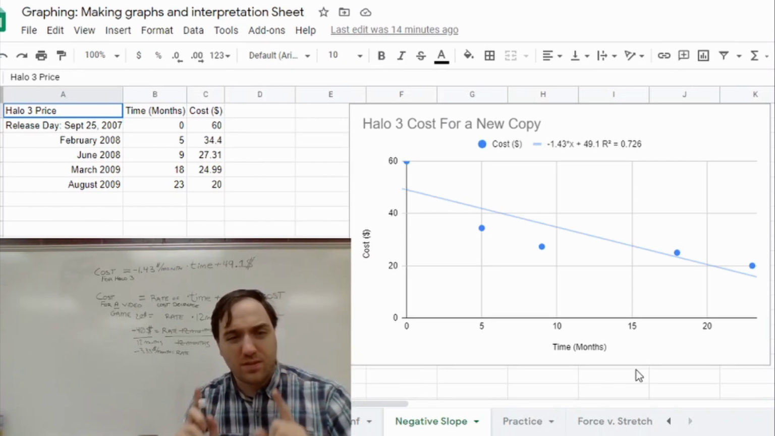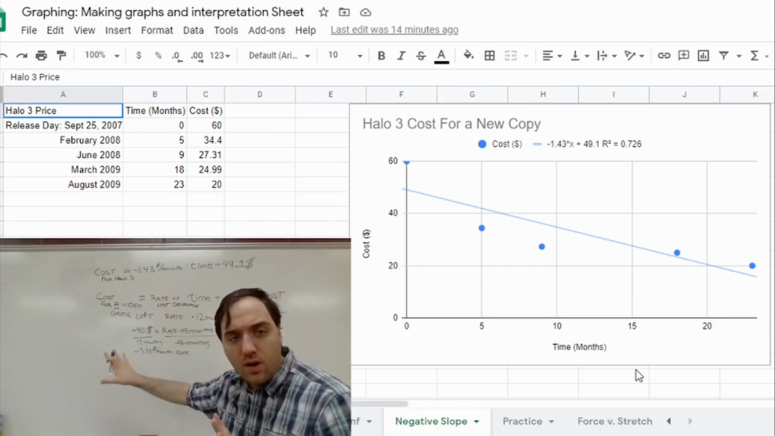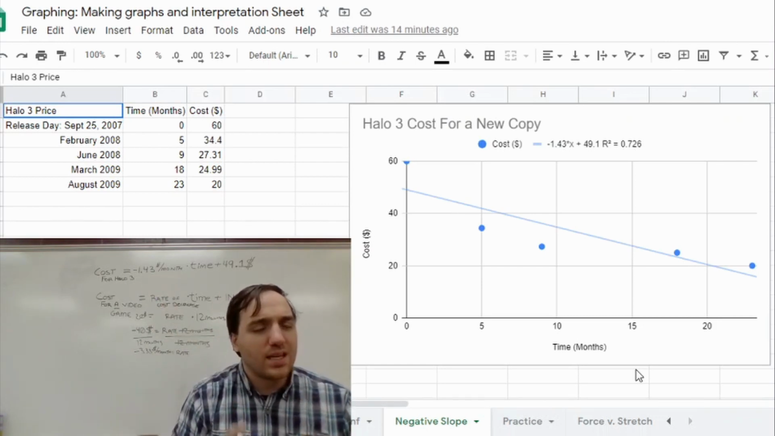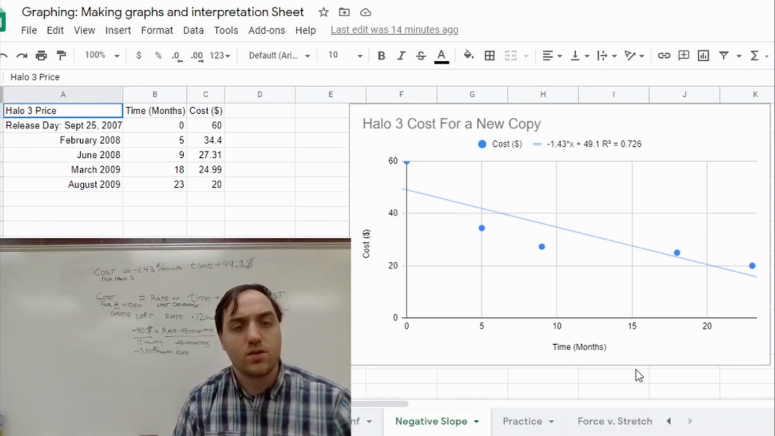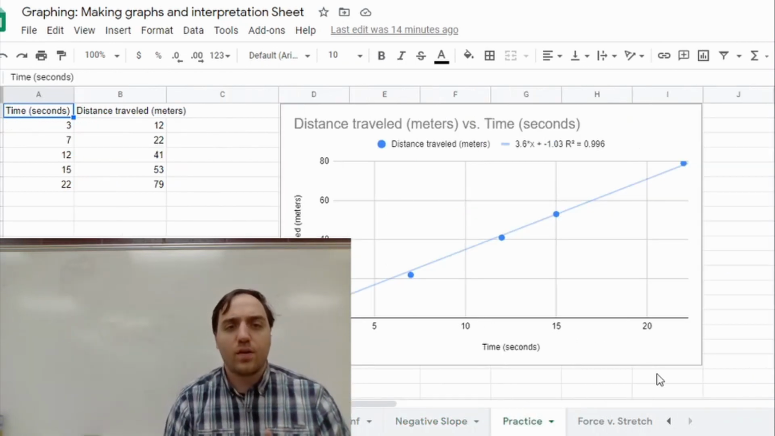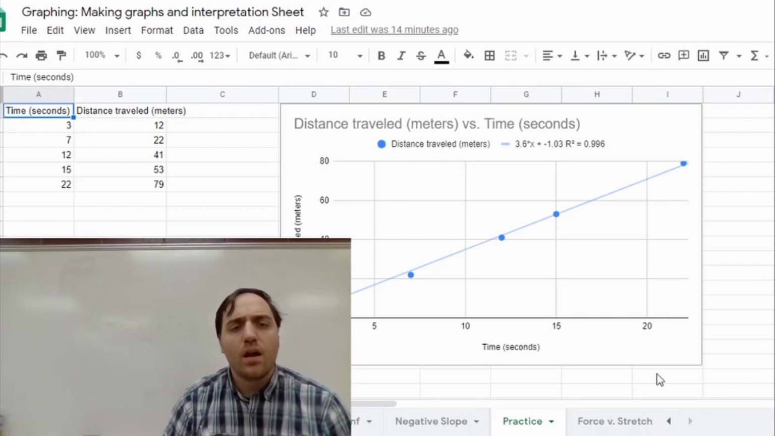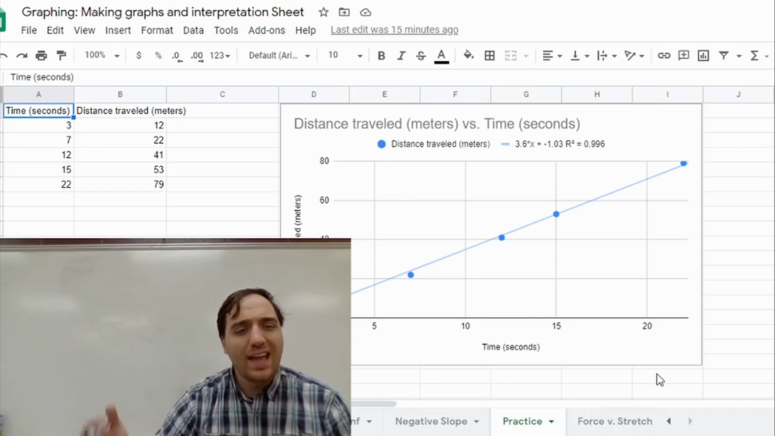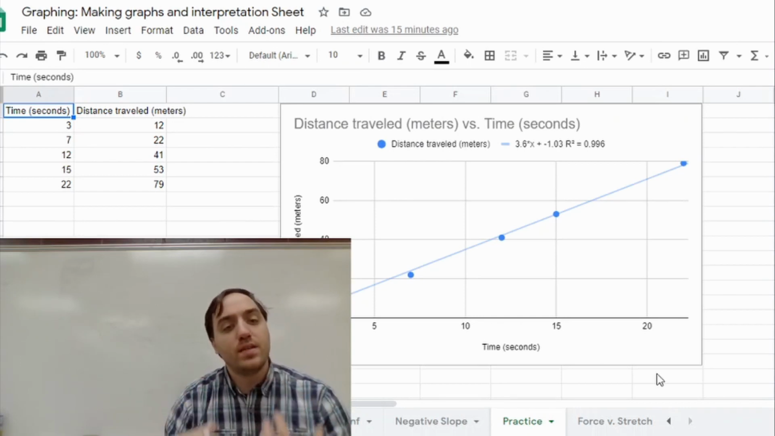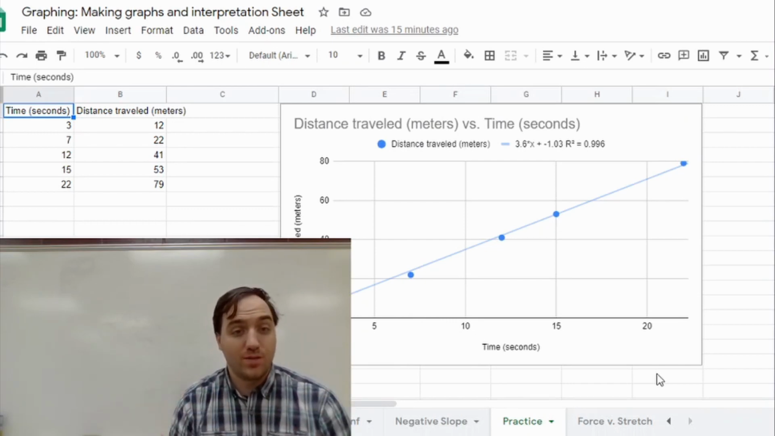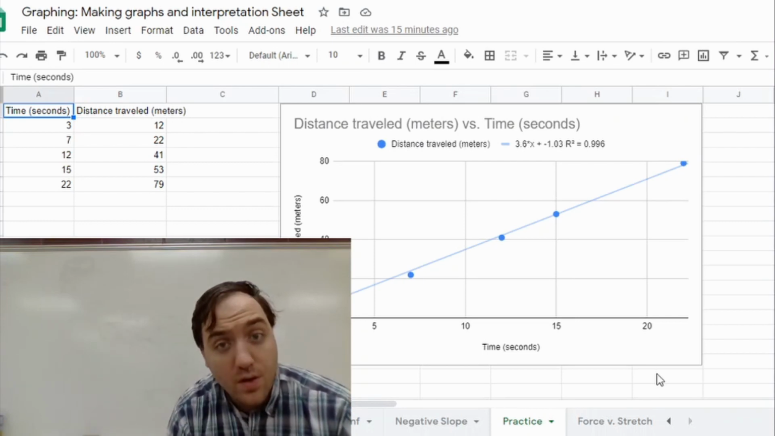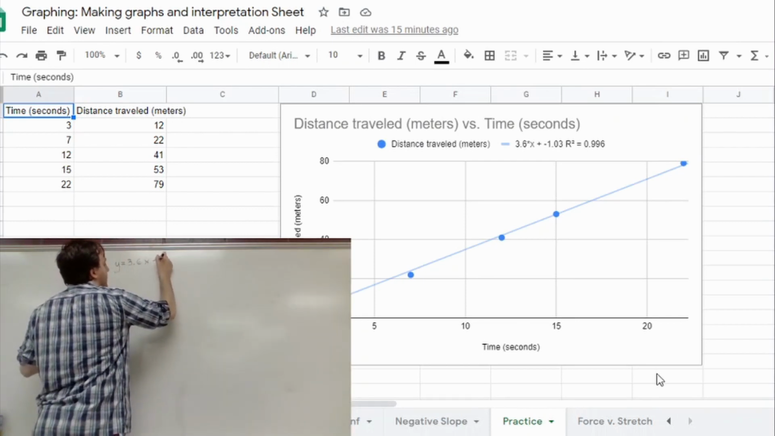So now let's talk about a different scenario. Okay, we've talked about this cost of video games, but let's take this and talk about cars, driving, right? So here we have a graph that relates distance traveled by a car, it doesn't say it, but it's a car, and the time it takes to do it. Let's do what we did with cost in video games, using the same general ideas, to find out how to get a general equation. Okay? Start from the top. Y equals 3.6x minus 1.03.